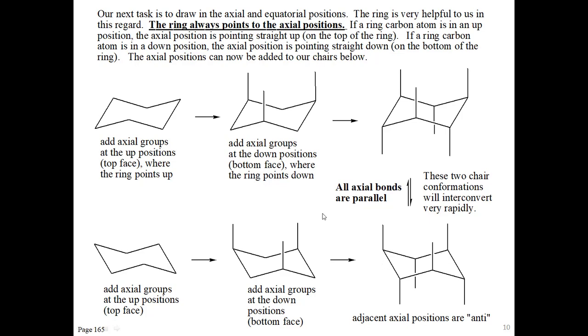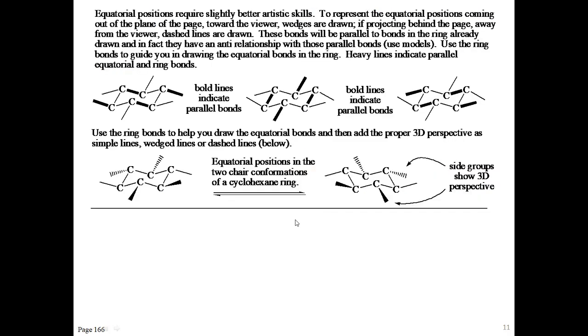Okay, so what we need to do now is put on the equatorial positions. So the equatorials are a little harder to draw, but we have a little bit of help from the ring in that they're all parallel bonds. So remember, the ring had two parallel bonds here, and the equatorial positions off to the sides of those are also parallel. So this is kind of going down like this, and this will go down at the same angle. If I come from this point of view, this is sort of going up. This will come up at the same angle. Okay, so those are equatorial.